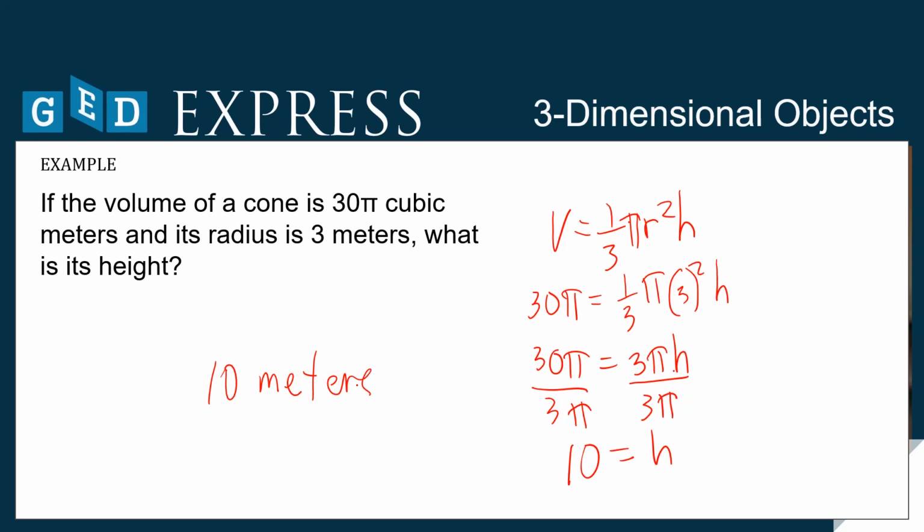Okay, as you see, it's easy to find the volume and surface area of a three-dimensional object. All we need to do is use the formula, plug in the given to the formula, simplify, and then boom, we've got the answer.